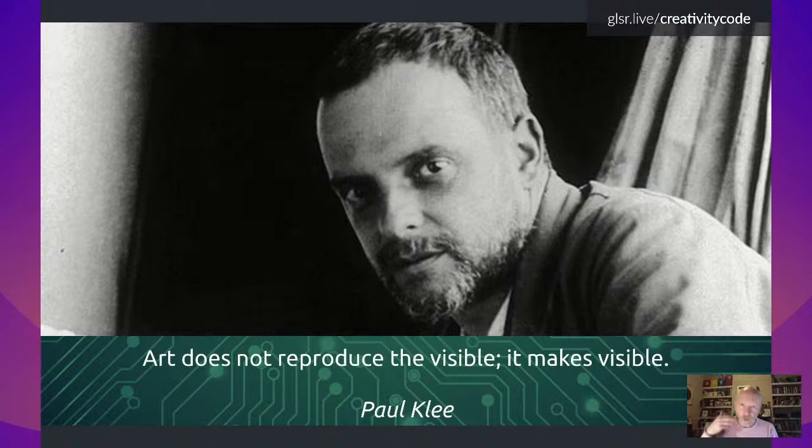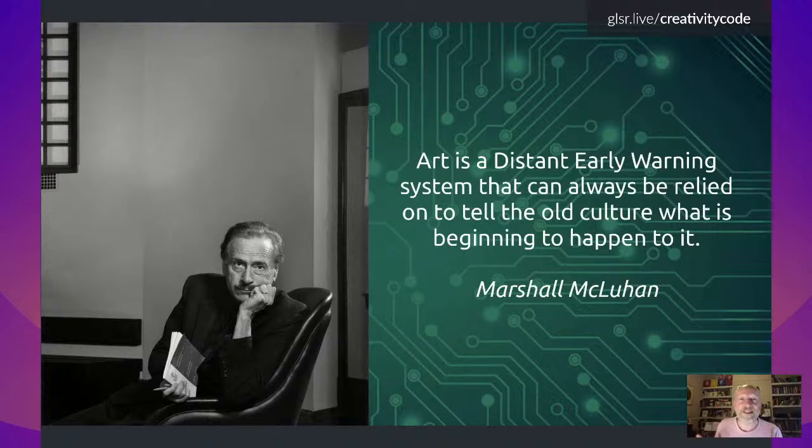So Marshall McLuhan always celebrated art as our distant early warning system, that it can always be relied on to tell the old culture, which I'm afraid is all of us, including you lot, what's beginning to happen to it. And so I think one of the interesting things is the way that AI art can help us to understand how the AI is making its decisions and probe the inner world of the AI, which is also, I think, why we produced art in the first place.